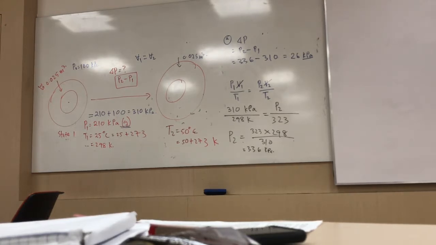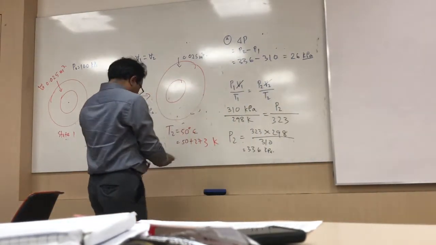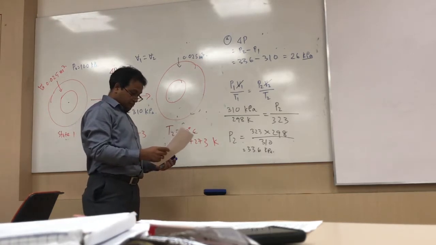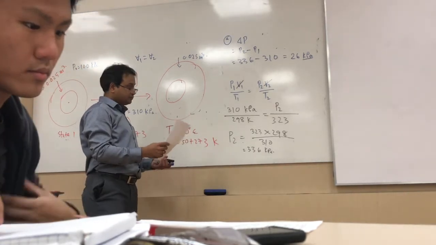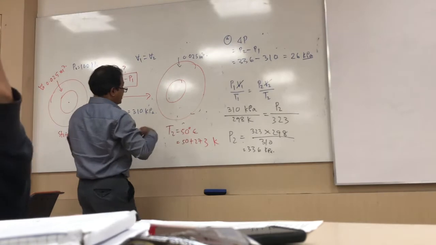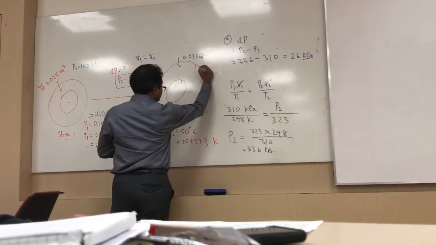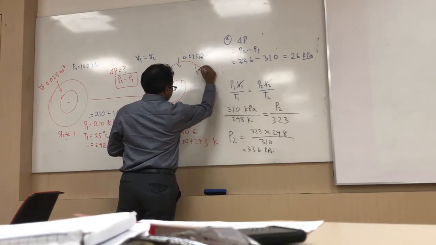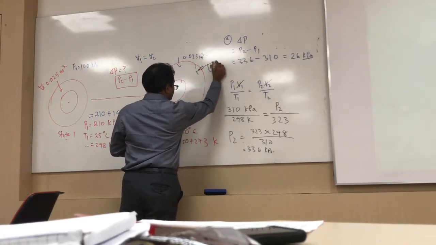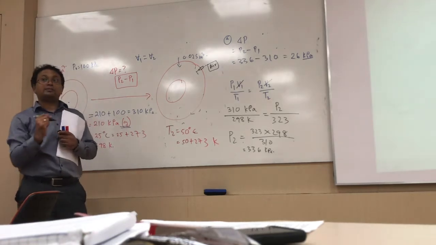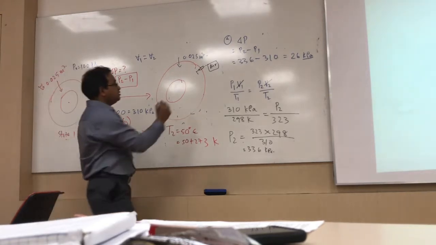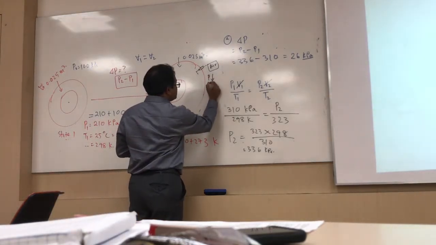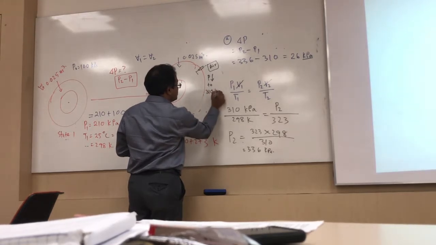Okay, question B. They tell you: determine the amount of air that must be bled off. Now I remove some air. When it reaches 50 degrees Celsius, I remove some air from that system. So what happens? Pressure drops. But temperature is the same according to the question. Pressure drops to the initial pressure, 310 kPa.